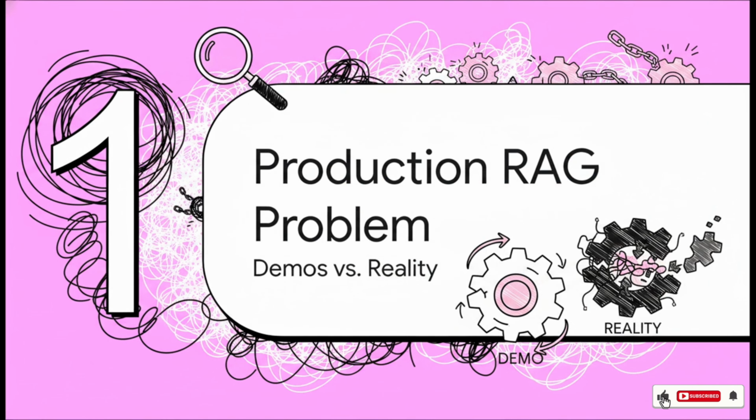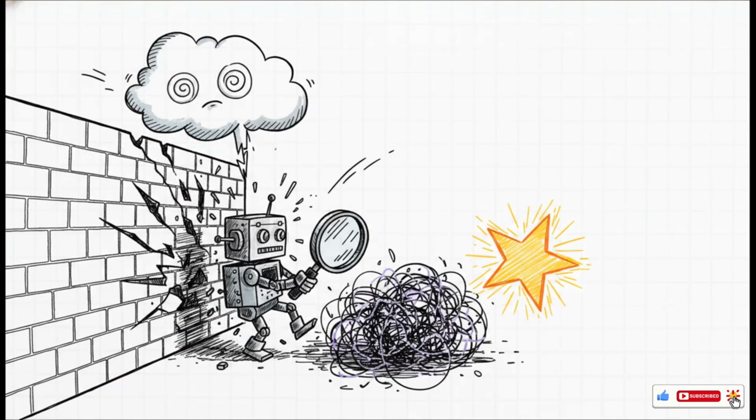Starting off with Section 1, the production RAG problem, demos versus reality. Let's start with the diagnostic of why those naive AI wrappers we see online hide some serious pain points, and honestly, hit a massive brick wall in enterprise environments. In a basic setup, you take a user's question, turn it into a dense vector, and use cosine similarity to find the closest matching vectors in your database. But in reality, this often pulls up completely irrelevant context.